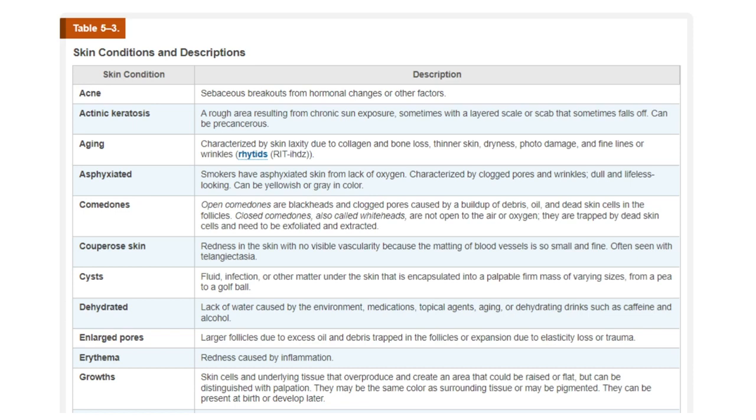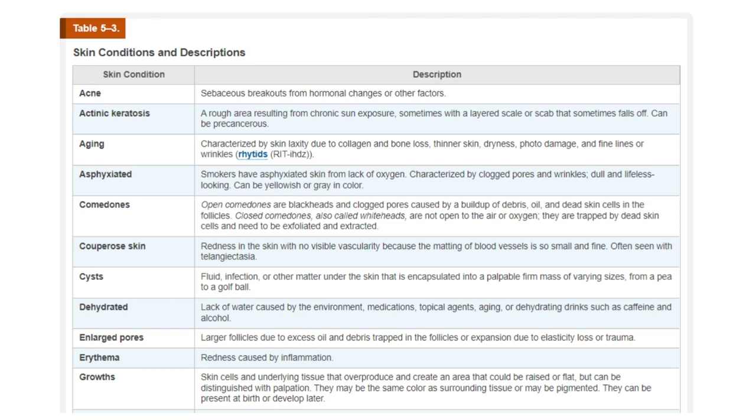Dehydrated: lack of water caused by the environment, medications, topical agents, aging, or dehydrating drinks such as caffeine and alcohol. Enlarged pores: larger follicles due to excess oil and debris trapped in the follicles or expansion due to elasticity loss or trauma. Erythema: redness caused by inflammation.